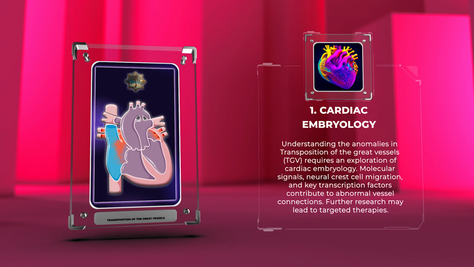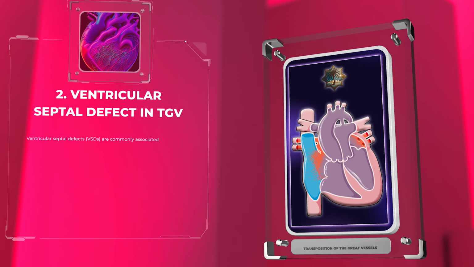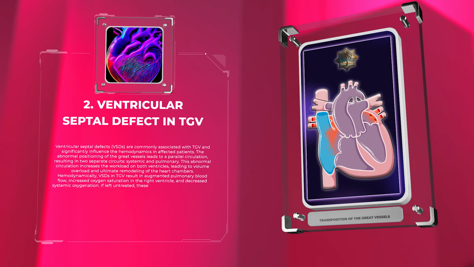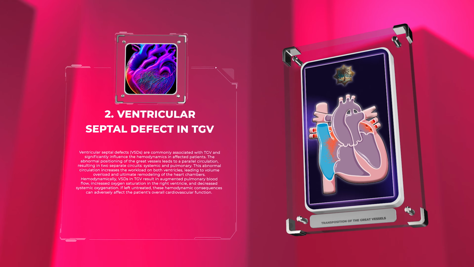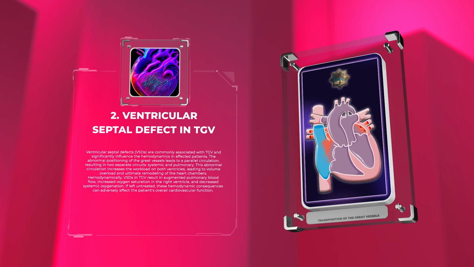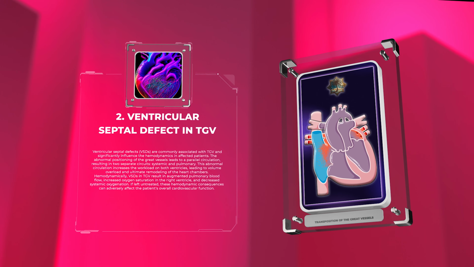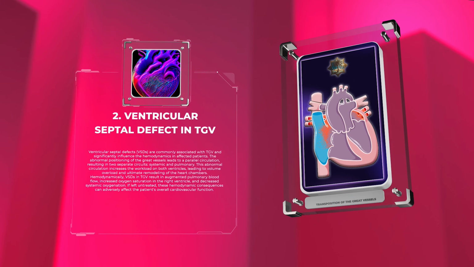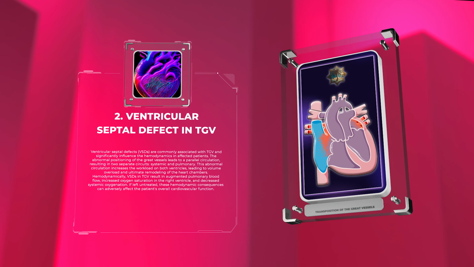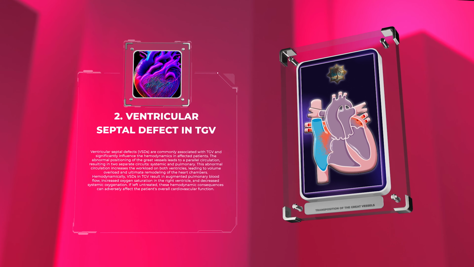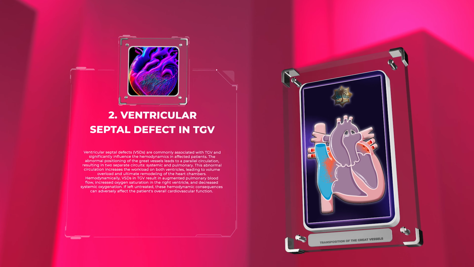Further research may lead to targeted therapies. Ventricular septal defects, VSDs, are commonly associated with TGV and significantly influence the hemodynamics in affected patients. The abnormal positioning of the great vessels leads to a parallel circulation, resulting in two separate circuits, systemic and pulmonary. This abnormal circulation increases the workload on both ventricles, leading to volume overload and ultimate remodeling of the heart chambers.